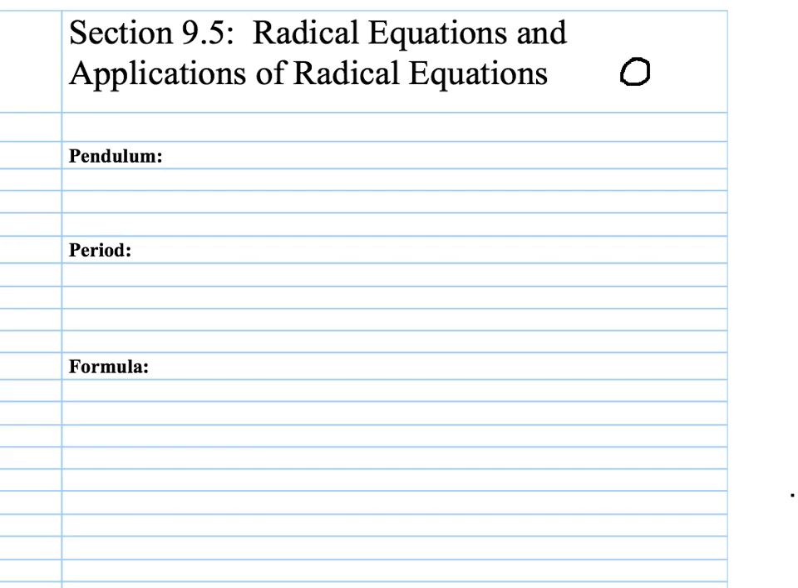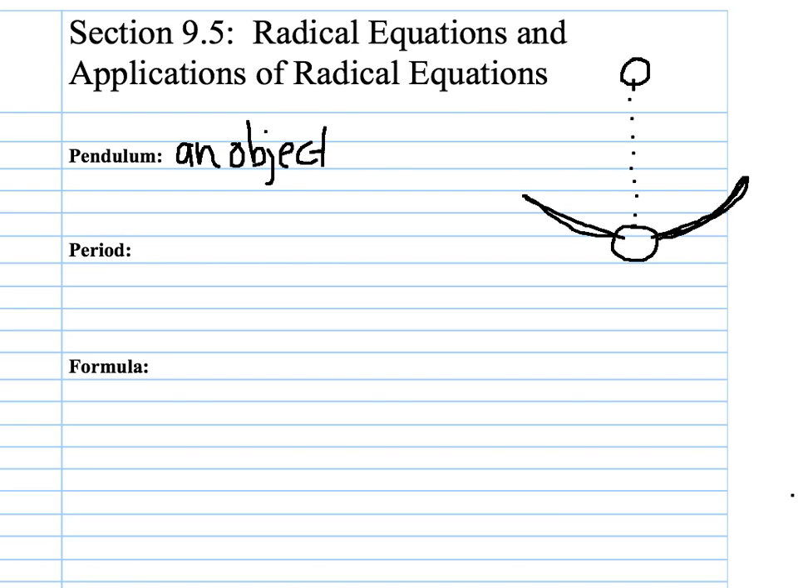Let's say that something is hanging by a string, say a metal ball, and it's able to sway from side to side freely. Let's say it's going on this path here, and so it can travel from side to side. That's basically what a pendulum is. If you wanted to write a definition, it's an object that freely hangs from a string.